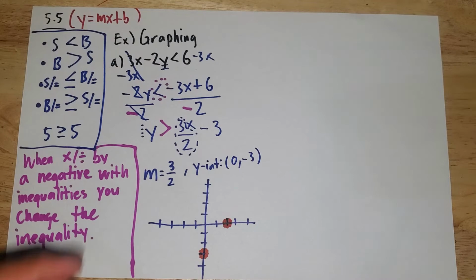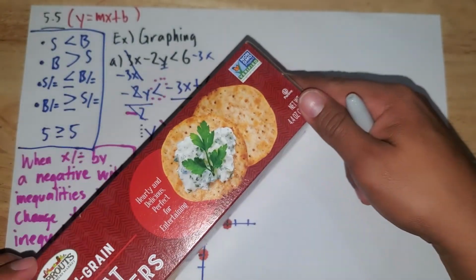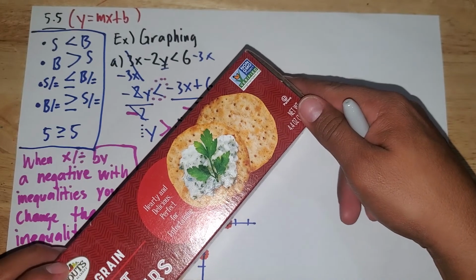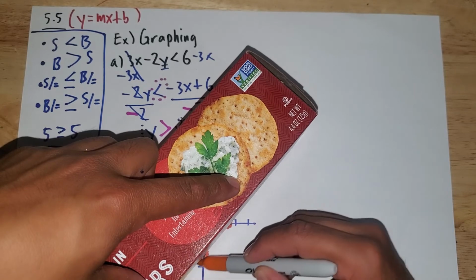So all I have next to me are these wheat crackers from Sprouts that I'm going to use to make a line. So I'm going to make my line here.